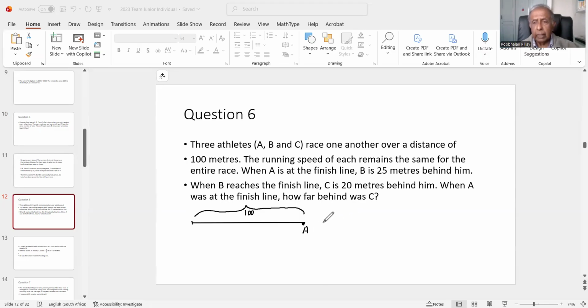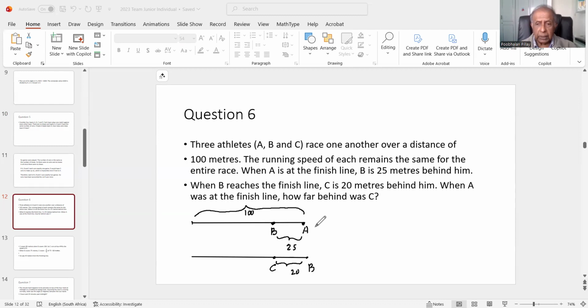So when A is here, B is 25 meters behind him. So B is here somewhere. And the distance from there to there is 25. Now when B reaches the finishing line, let's see what happens there. So when B reaches the finishing line, C is 20 meters behind him. All right, so A came first, B came second, and C came third, and this is 20 meters.